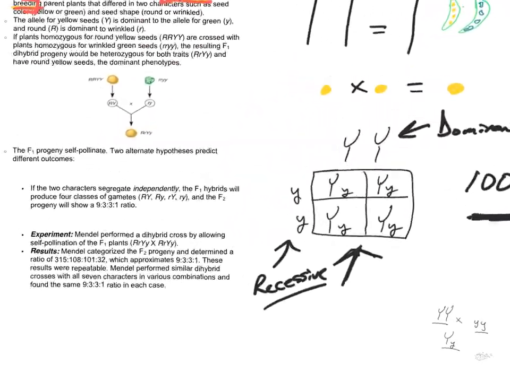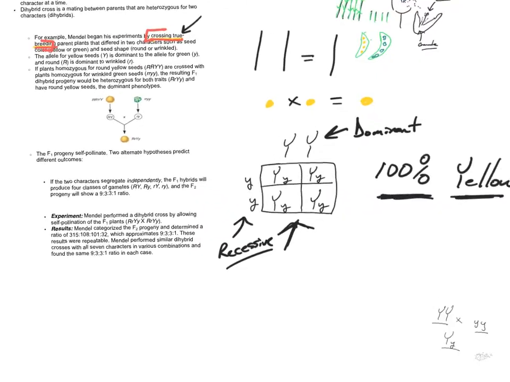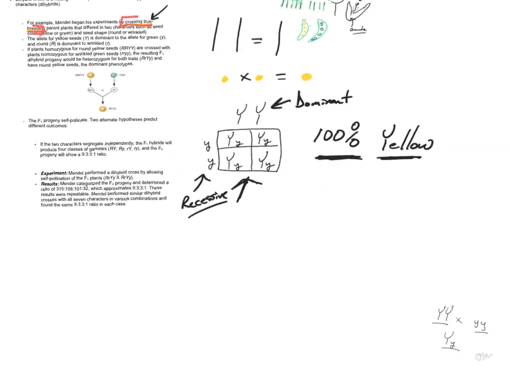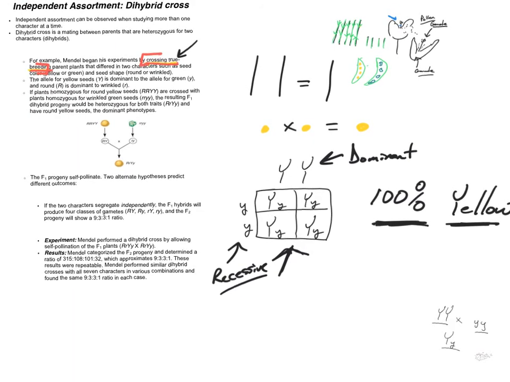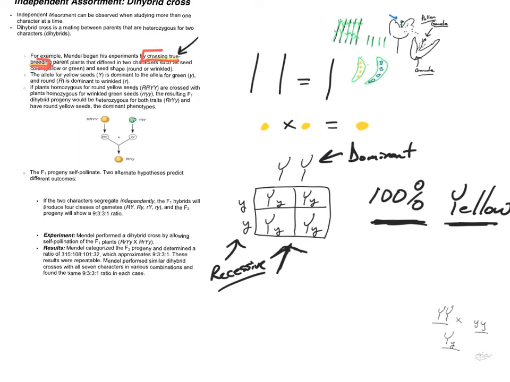So what he found was, when he did this, that these things were independent of each other. In other words, the yellow and the green, and the yellow-green versus smooth rough, they didn't go with each other. You could get yellow rough, and you can get green smooth. You could get both, all combinations.